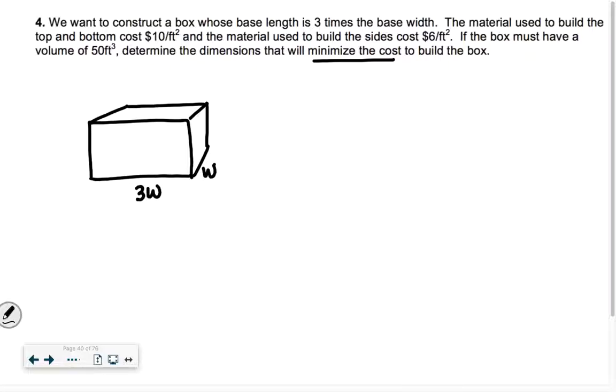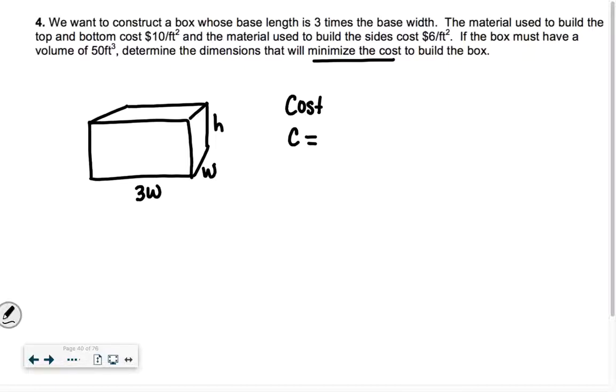Okay, so the base length is 3 times the base width. So I'm going to call this 3W and W along the bottom. But I don't know anything about the height. So what would be a good variable to use for height? H. Perfect. So I'm not finding the volume of the box necessarily, but I'm finding the cost of the box. So our cost is going to be C.